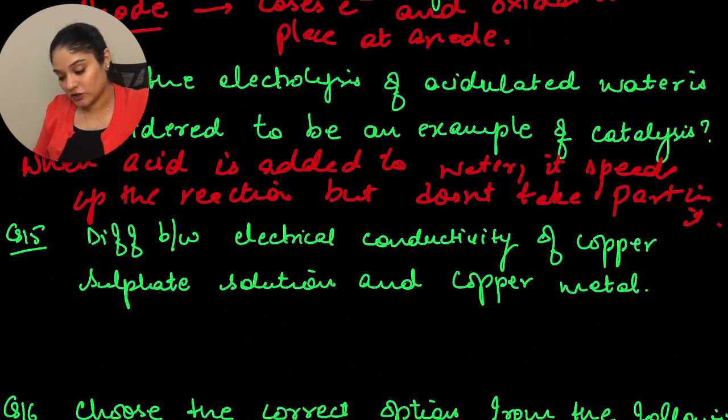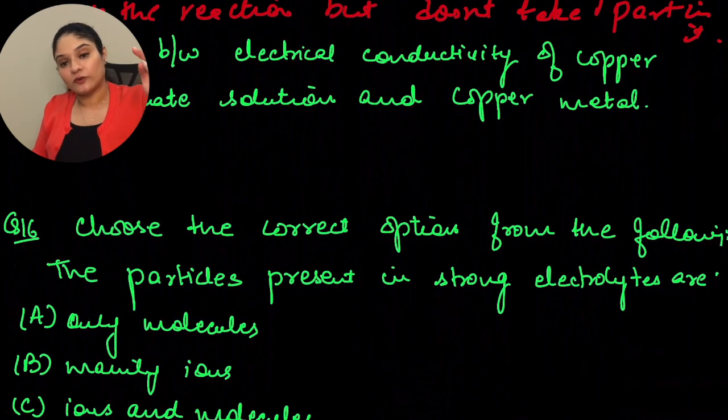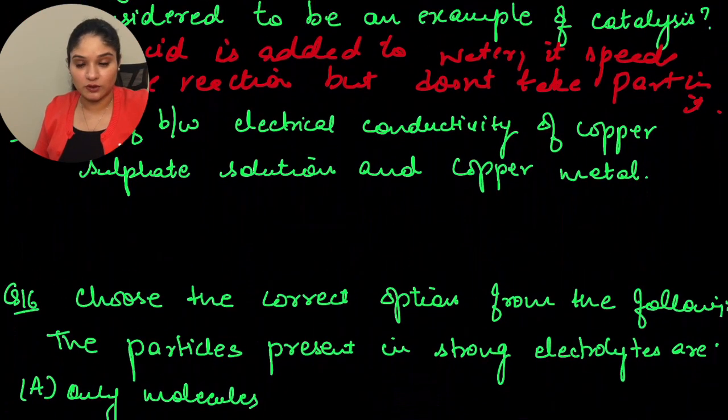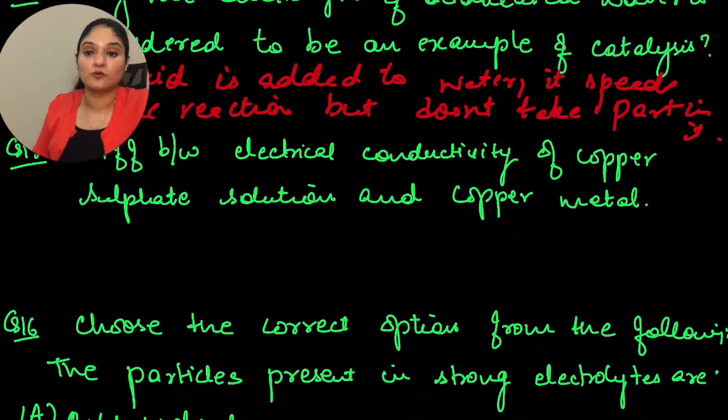The next is, differentiate between the electrical conductivity of copper sulfate solution and copper metal. When we talk about copper sulfate solution, electricity is passed through the movement of ions. Ions are moving here and there. And when we talk about copper metal, it is the electrons that help in the conduction of electricity. Then in the copper sulfate solution, you have a chemical change happening, and in copper metal, it's a physical change that happens.